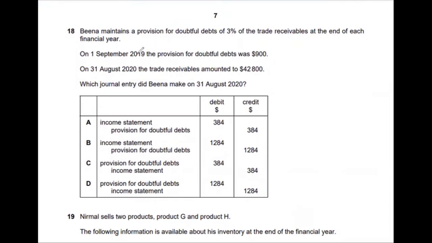Multiple choice 18. BINA maintains a provision for doubtful debts of 3% of the trade receivables at the end of each financial year. So this is the provision rate on receivables, or the rate of estimated uncollectible receivables. Whatever you call it, it's just the provision rate, the provision for doubtful debts rate.